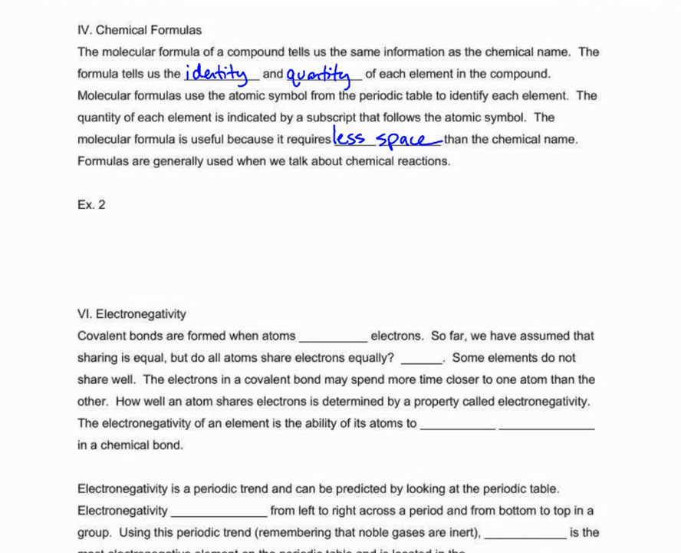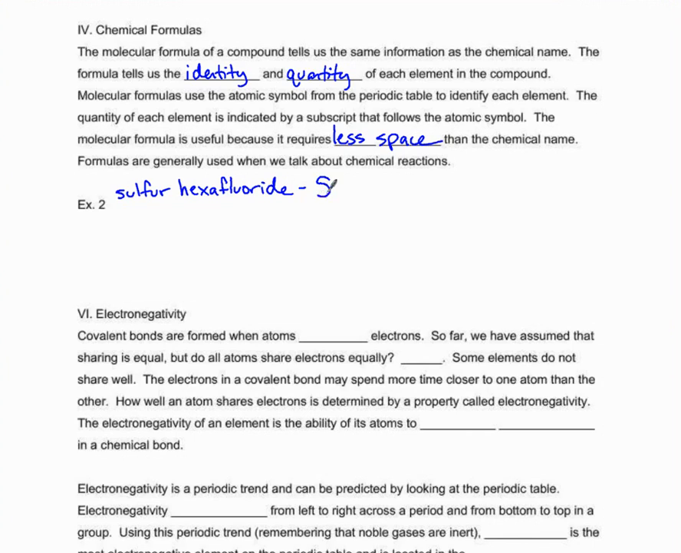So when we get a name, in general, we want to change it to the chemical formula. So the first one, sulfur hexafluoride. So remember, we're using prefixes to tell us how many of each atom is present. And we're also keeping the order the same. So sulfur comes first in the name, it comes first in the formula.